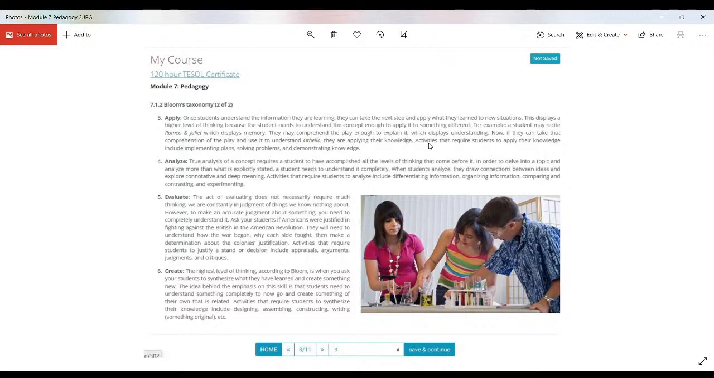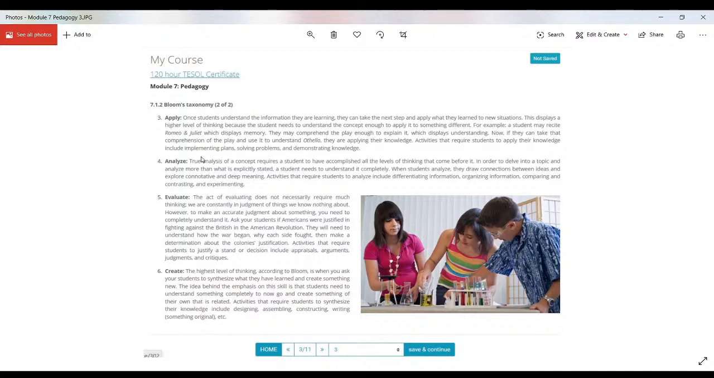to something different. For example, a student may recite Romeo and Juliet, which displays memory. They may comprehend the play enough to explain it, which displays understanding. Now, if they can take that comprehension of the play and use it to understand Othello, they are applying their knowledge. Activities that require students to apply their knowledge include implementing plans, solving problems, and demonstrating knowledge.